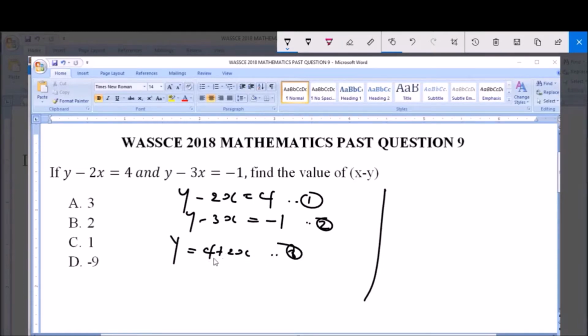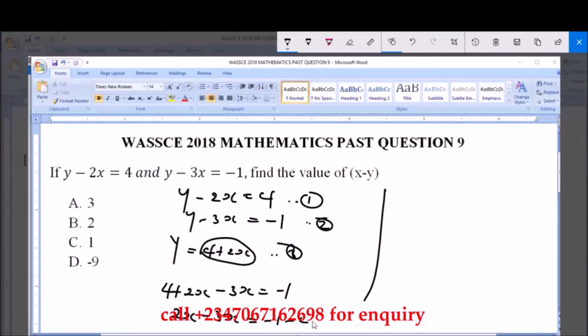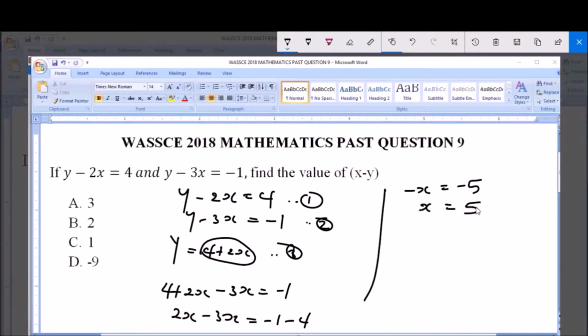Now let's substitute 4 plus 2x for y in equation 2, so that wherever you see y, you substitute and put 4 plus 2x. So I can now say 4 plus 2x minus 3x is equal to minus 1. Collecting like terms, I can say 2x minus 3x is equal to minus 1 minus 4. Now this will give us minus x is equal to minus 5, meaning that x is equal to 5. Now this is the value for x.